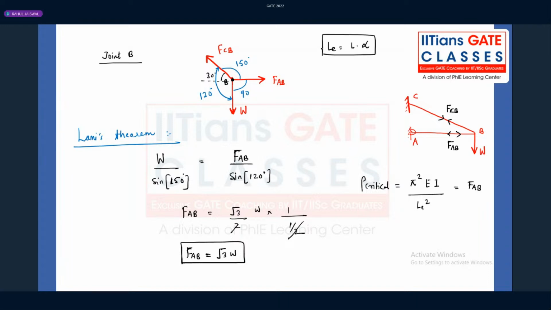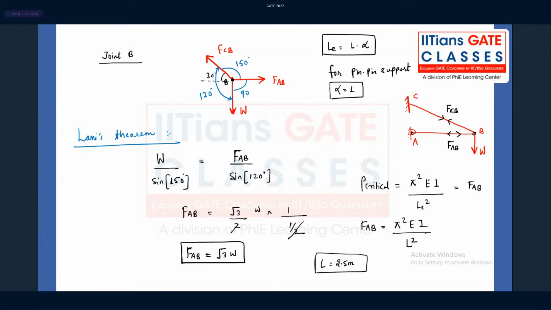But here in this particular problem, joint A is a pin joint. Joint B is also a pin joint. So this particular column is nothing but pin supported. For pin support, we know that alpha is 1. So what can we write here? Force AB we can write as pi square EI divided by L square. Length is given in the problem as 2.5 meter, guys. That is the value of length, right?